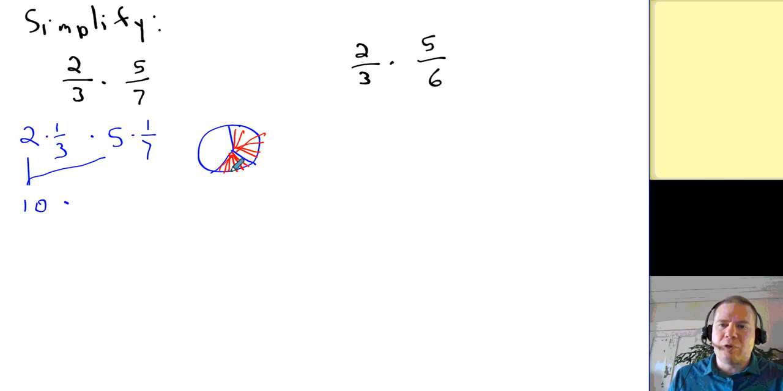1, 2, 3, 4, 5, 6, 7. Not to scale. 1, 2, 3, 4, 5, 6. 1, 2, 3, 4, 5, 6, 7. So I have 7, 8, 9, 10, 11, 12, 13, 14, 15, 16, 17, 18, 19, 20, 21.